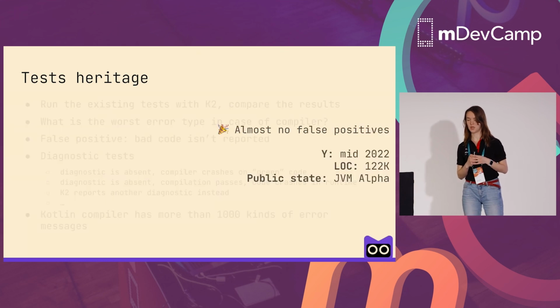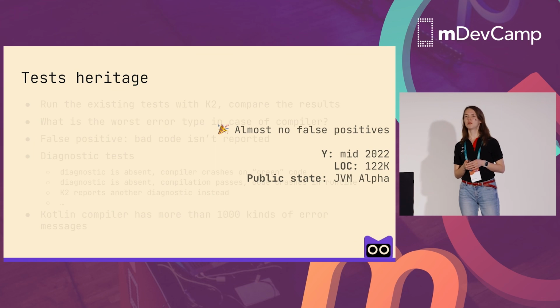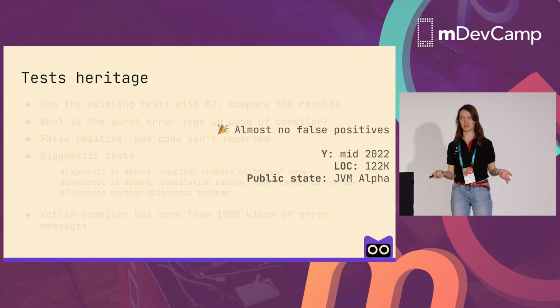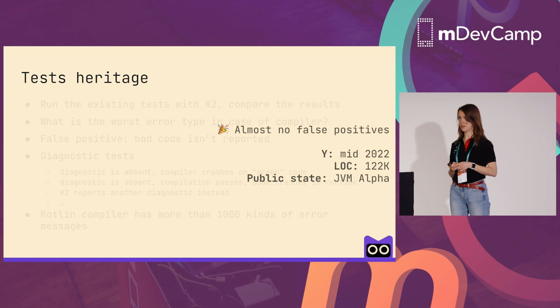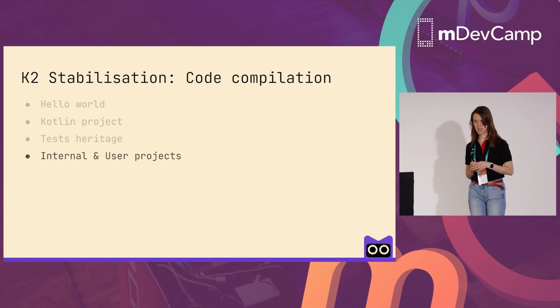And by 2022, we have been able to almost stabilize it, so we don't have such tricky errors anymore. By the time we had 122K lines of code. And this was the JVM alpha release. Only the JVM backend, no Kotlin Multiplatform yet.